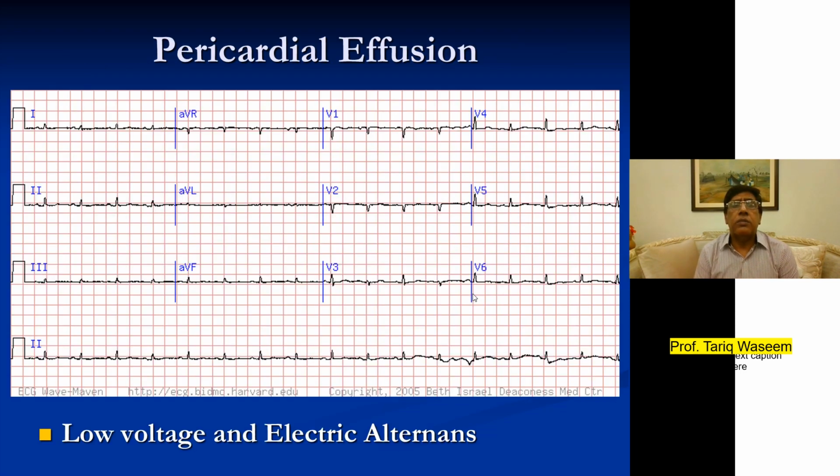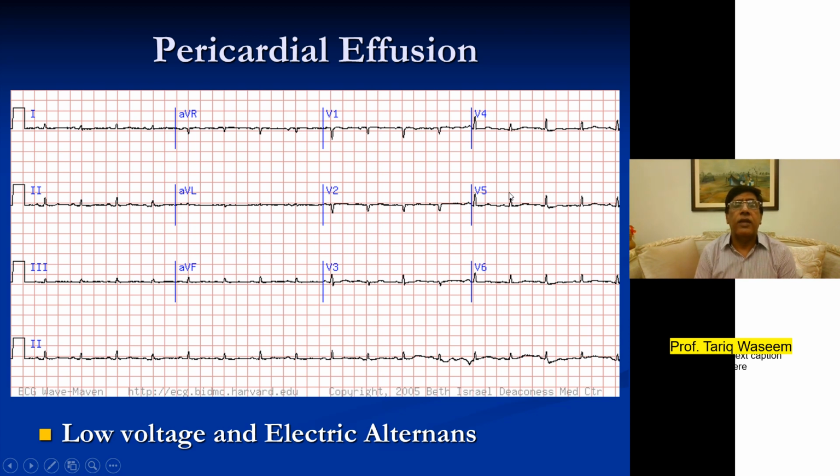The third most universal finding to look for, particularly when the pericardial disease is accompanied by accumulation of fluid in the pericardial cavity, which is called pericardial effusion. In that case, the ECG becomes diffusely low voltage. By low voltage, I mean that none of the QRS complexes exceeds 5 millimeters of height.